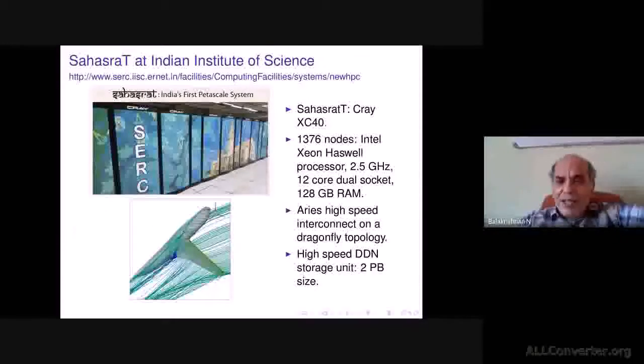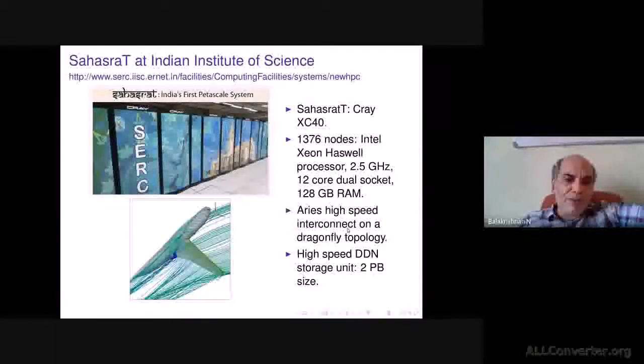Sahasrath is the Cray XC40 machine. It has about 1,376 nodes, and each node has Intel Xeon Haswell processors, 2.5 gigahertz, 12 core dual socket, 128 GB RAM each. This is the node specification. And it has an Aries interconnect.